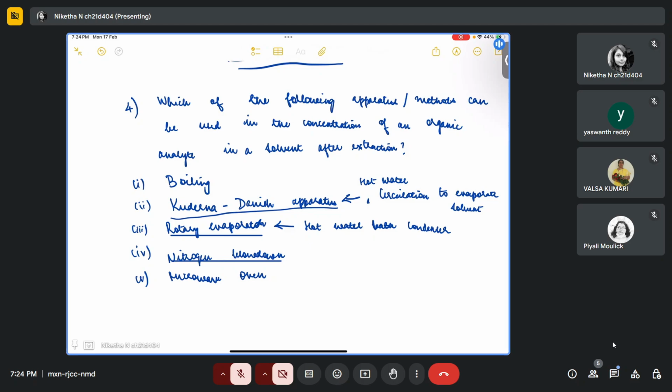And then a microwave oven. This is used for extracting the analyte from the solids, but it is not exactly used for concentration. So the correct options are 2, 3, and 4.